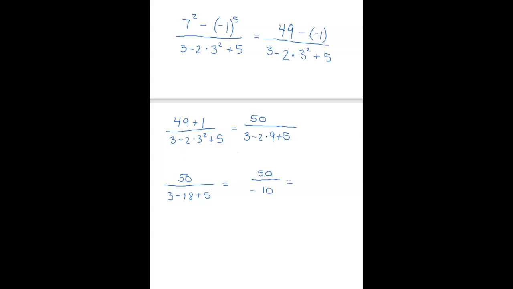And here, I can cancel out my 10s, right? I've got a 50 and I've got a 10. That's going to become a negative 5. And that's my answer. All right.